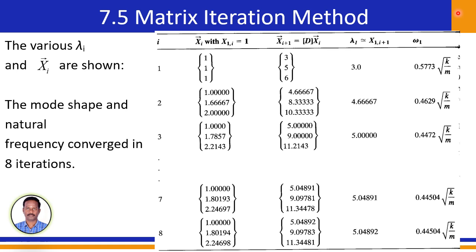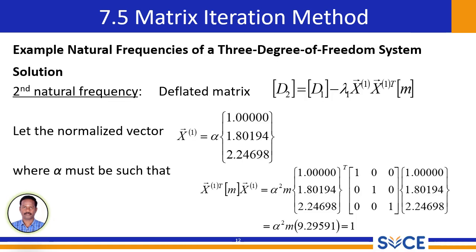I conclude that this table demonstrates the iterative nature of the matrix iteration method and how it converges to a solution for the fundamental natural frequency and mode shape after a certain number of iterations. Now that we have found the first natural frequency and its mode shape, we can use the deflation technique to find the second natural frequency of our 3 mass spring system.